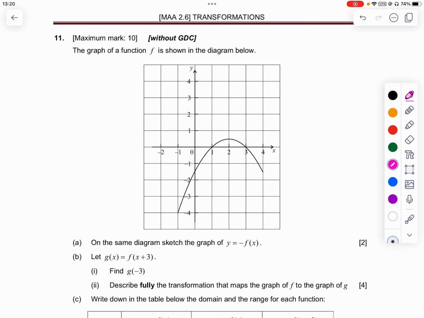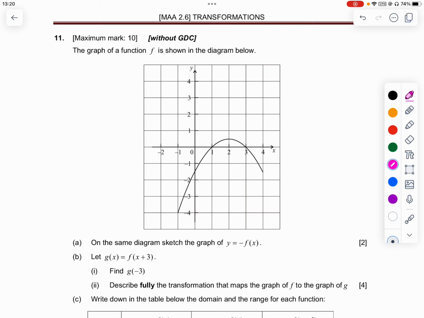Coming to question number 11. Now, this is a graph of a function f shown in the diagram below. On the same diagram, sketch the graph y equal to minus f of x. So, minus f of x means it is a reflection on the x-axis. So, what are you supposed to do?